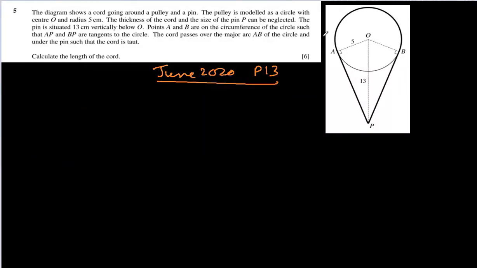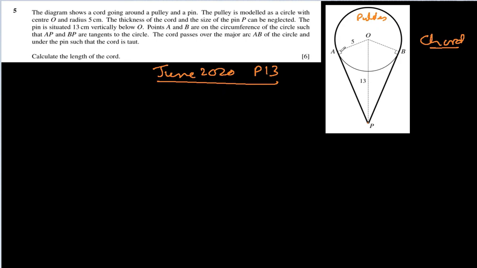Here they have given a picture, and this is a pulley. This circular thing is a pulley, and a cord is going over that pulley. It is not chord. Chord is a chord of a circle, but this is just cord. It's a kind of rope, and it is stuck on a pin also. They're asking what is the length of the cord. Actually, they're asking what is the perimeter of this shape, this dark black color.